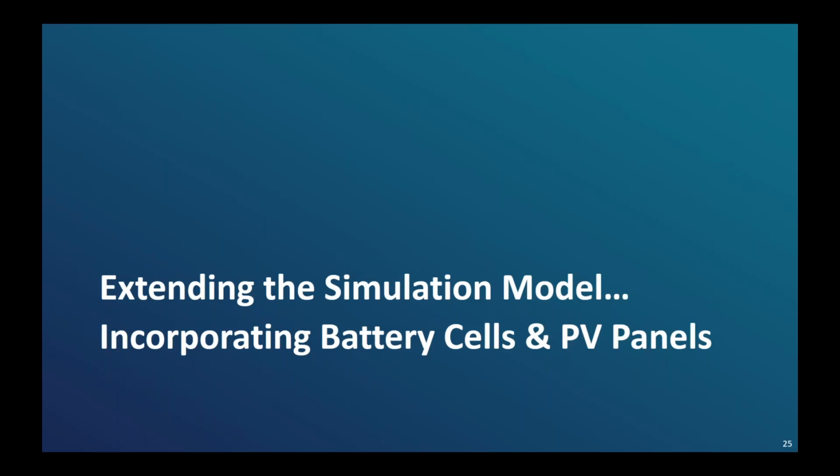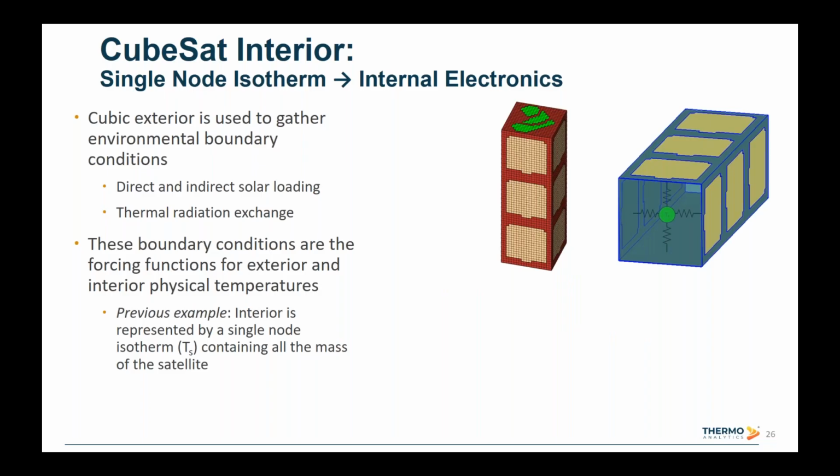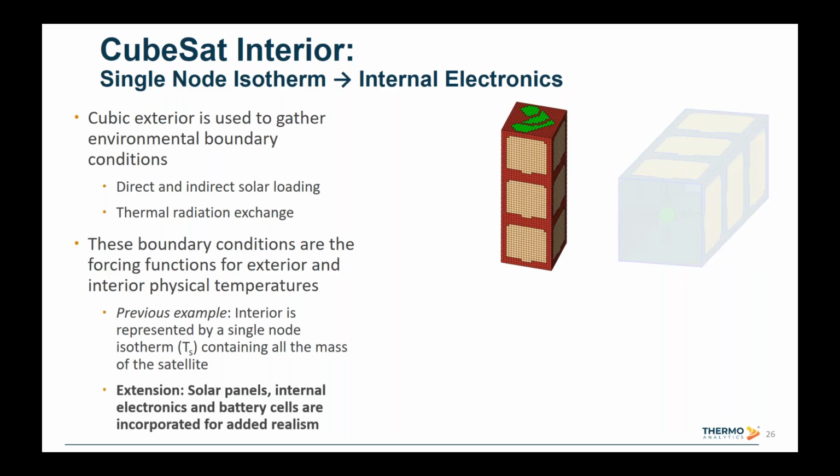But predicting just the temperature of a single node satellite is not really our interest here. It's a good starting point, but now that we know we can match the external environmental boundary conditions, we want to show how a more realistic satellite can be handled by incorporating solar panels and battery cells into the simulation. And so what we want to do is move beyond this single node approach to something a bit more realistic.